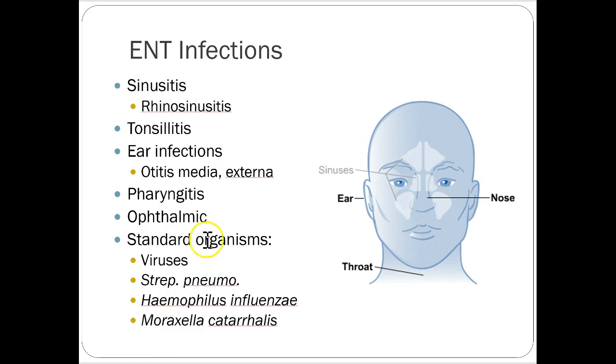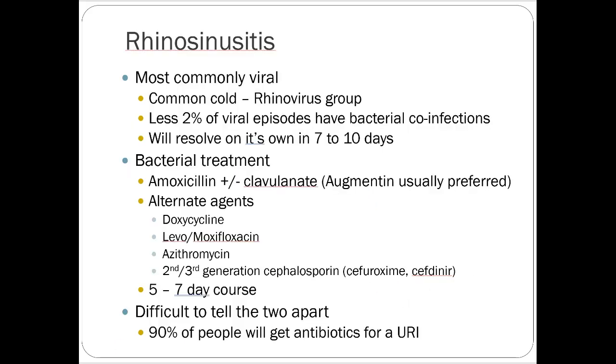Bacterial-wise, you're looking at 3 different pathogens that are the most common. You've got Strep pneumo, Haemophilus influenzae, and Moraxella catarrhalis. So walking through these, a couple of them anyway. Rhinosinusitis is really usually viral. It's the common cold. Very few will get bacterial co-infections. Basically, you could treat it, and I've got the treatment choices here. It's a 5 to 7 day course. Usually Augmentin is what we try, and then there are some options if somebody has allergies or something like that.